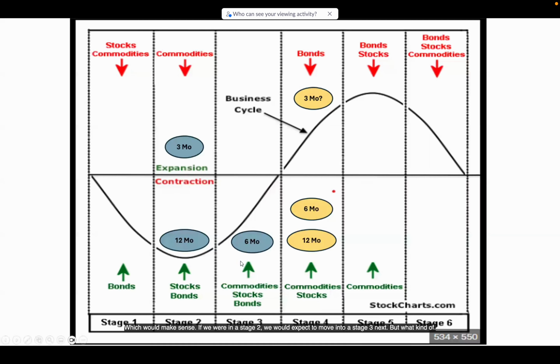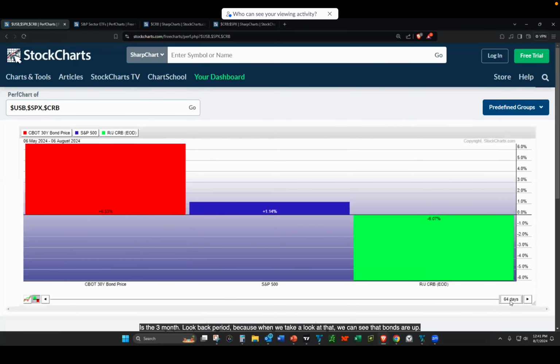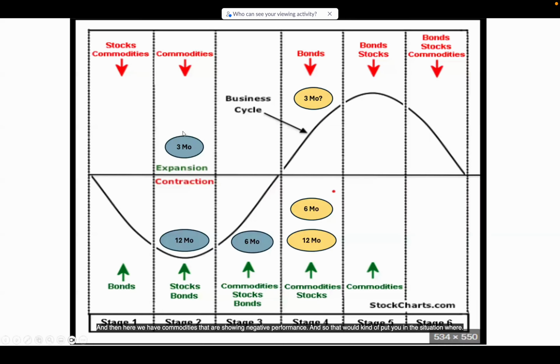But what really adds to the confusion is the 3-month look back period. Because when we take a look at that, we can see that bonds are up, stocks are up fractionally, and that's really thanks to the sell-off that we've seen in the last couple of weeks. And then here we have commodities that are showing negative performance, and so that would put you in the situation where bonds and stocks are up, but commodities are still down.